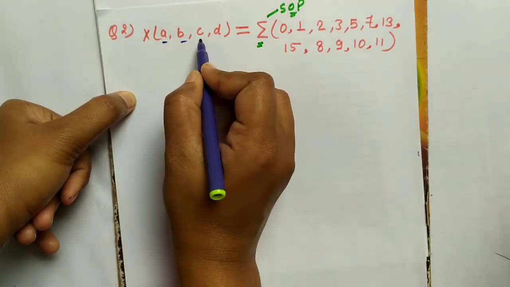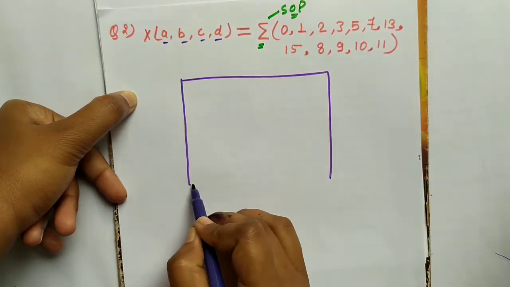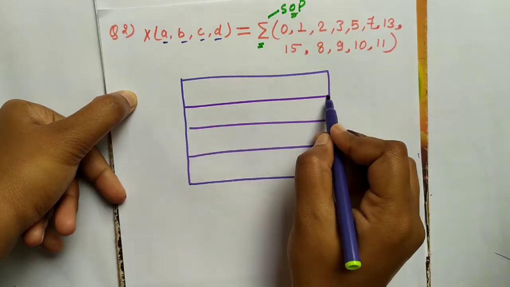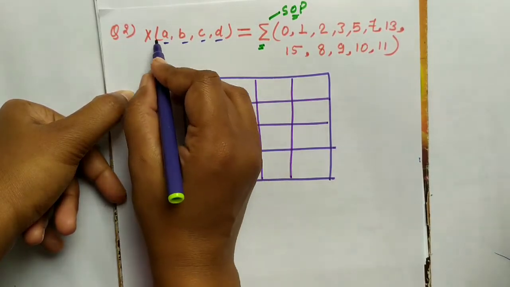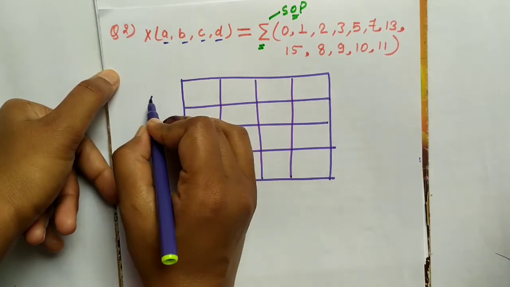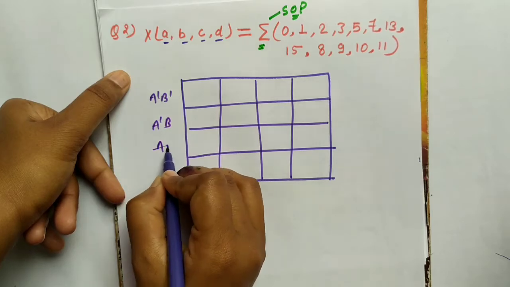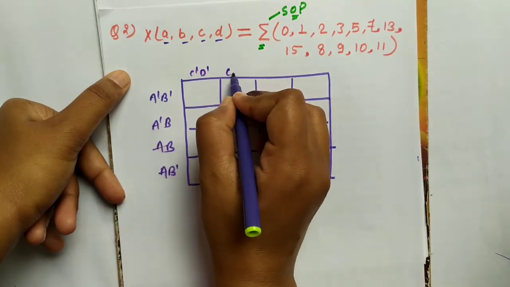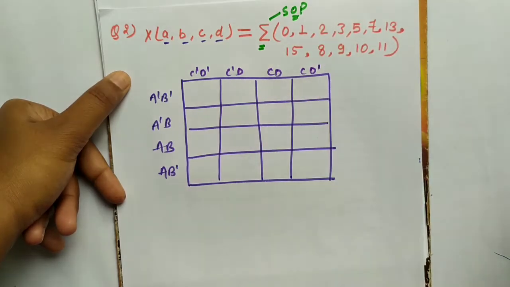So it is a 4 variable K-map. We can make 16 boxes, because in 4 variables we can make a total of 16 boxes, and the variables are A, B, C, D. So we can write A'B', A'B, AB, AB', and C'D', C'D, CD, CD'.